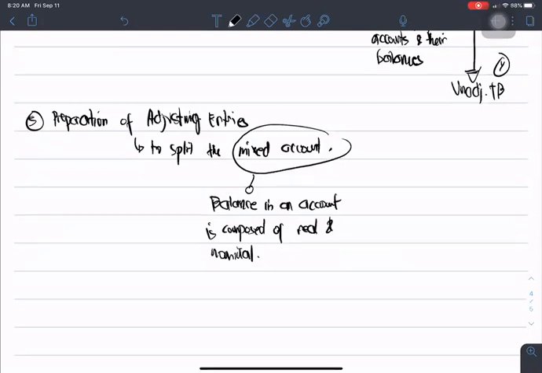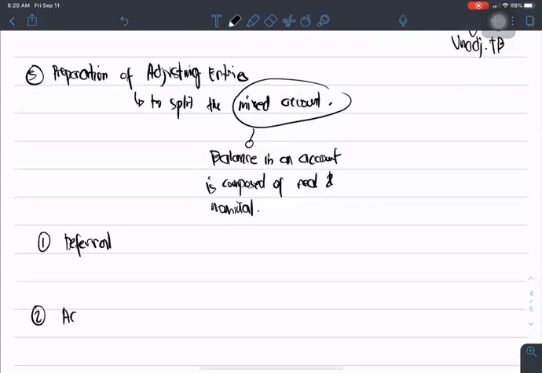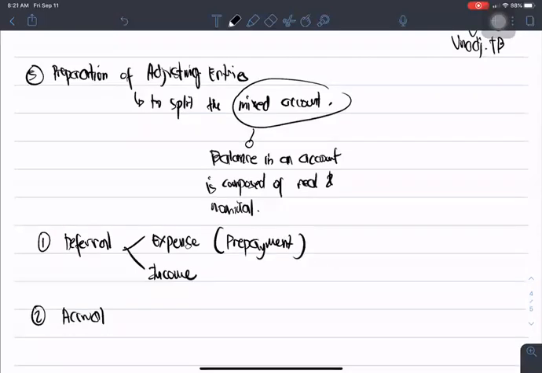So we have two types of adjusting entries. The first one is deferral. The second one is accrual. Under deferral, we have deferral of an expense and deferral of an income. The deferral of an expense is known as your prepayment. The deferral of an income is known as your pre-collection.